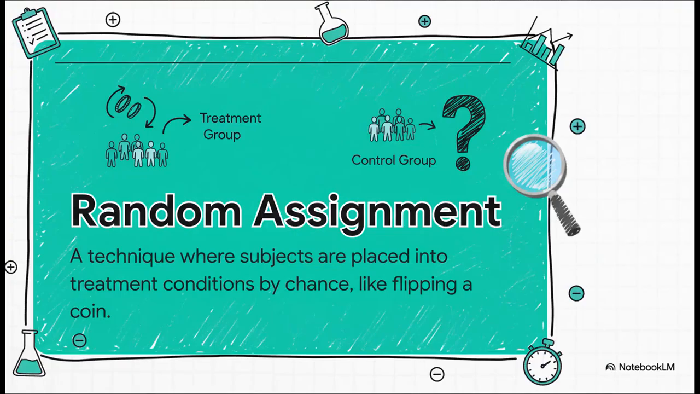Random assignment is just what it sounds like. Every single subject, every cockroach, every person has an equal chance of ending up in either the experimental group or the control group. You could literally just flip a coin for each one. What this does is it magically balances everything out, all the little individual differences, fast roaches, slow roaches, so that, on average, the two groups are basically identical before you even start.